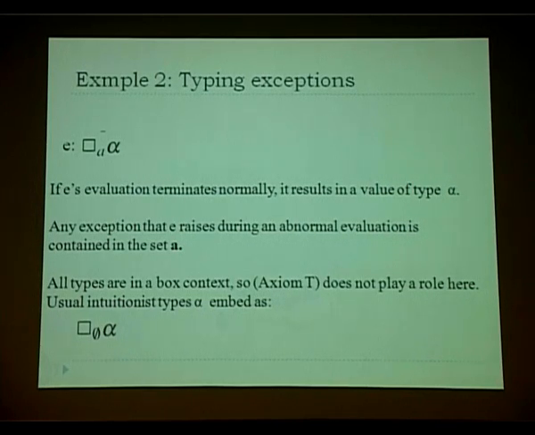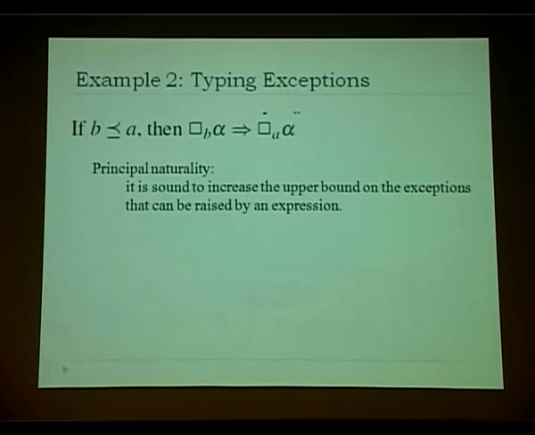And in this context, all types are in a box context, okay? So for example, pure functional programs, if you will, are given that type because they are not going to raise exceptions, okay? So in this system, in fact, axiom T won't play a role. In that sense, it's an impoverished system.